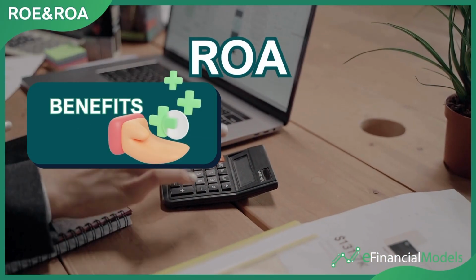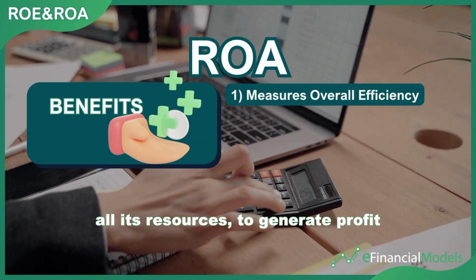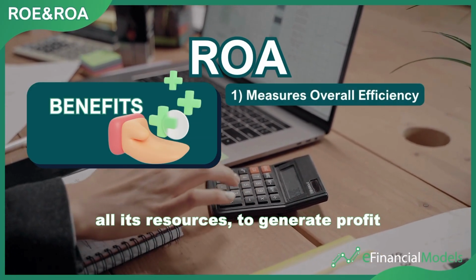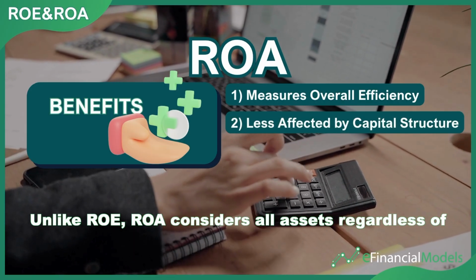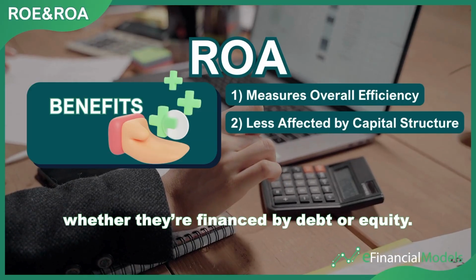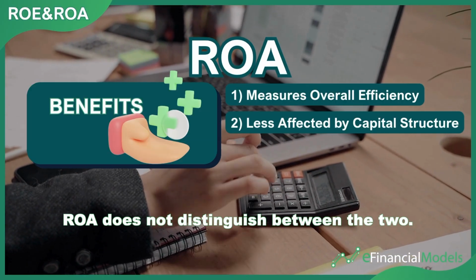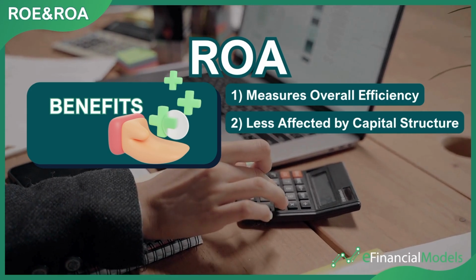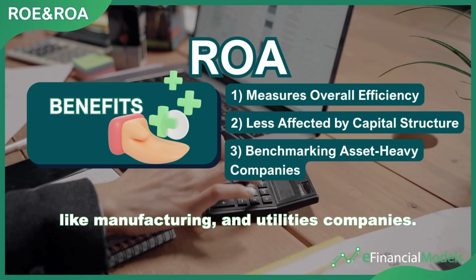For return on assets, its benefits are: first, it measures how well a company is using all its resources to generate profit. Second, unlike ROE, ROA considers all assets regardless of whether they're financed by debt or equity. However, this can also be a limitation as ROA does not distinguish between the two. And it is good for comparing asset-heavy companies like manufacturing and utilities companies.